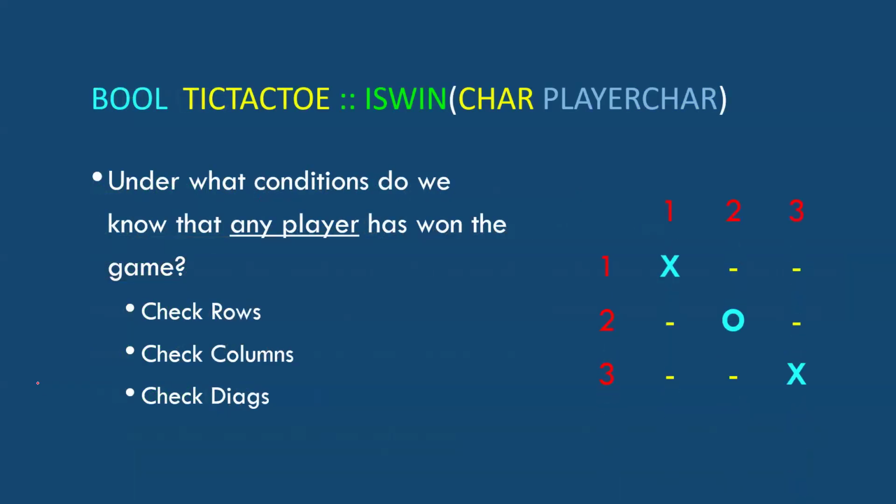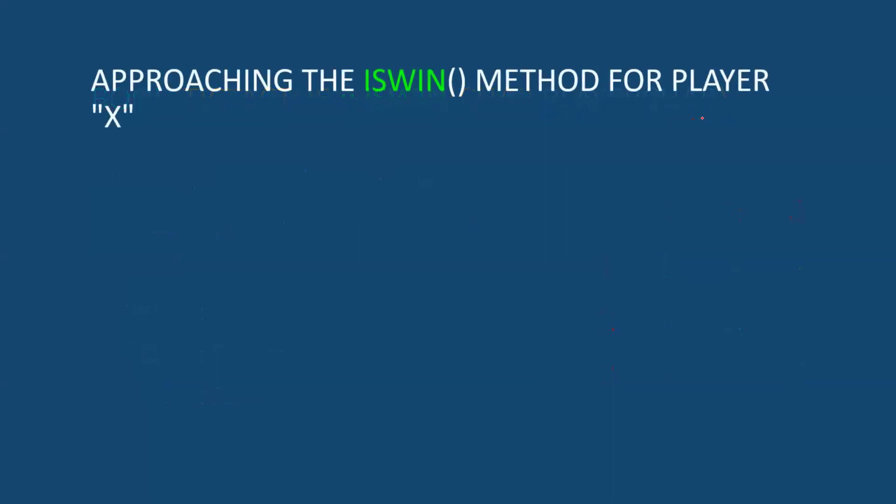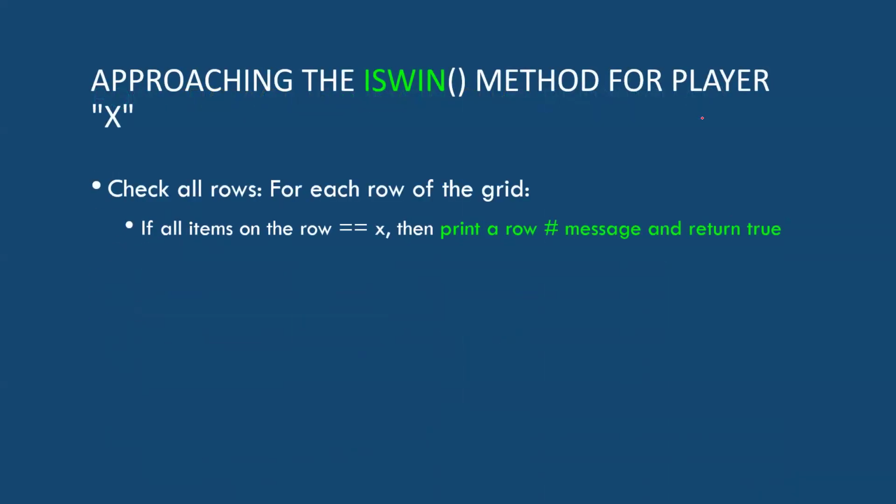Now, remember, we've got to check rows, columns, or diagonals, okay? So for this player, we're going to need to think about that particular player. Did they win or not? If it's player X, we're going to check all rows. This can be a loop. We know we've got 3 rows. See if you've got a win for that row.